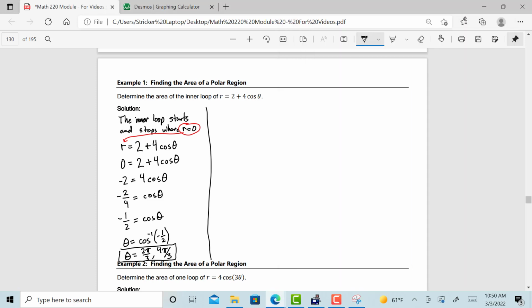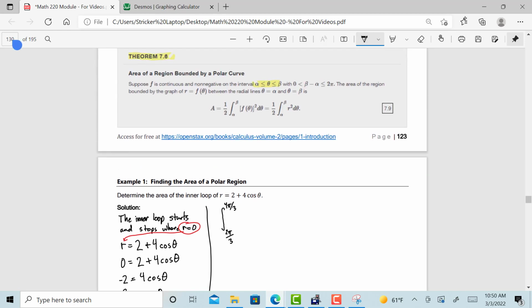So we go to our graph and we have this integral. We know it's going to go from 2 pi over 3 to 4 pi over 3. And looking back up at Theorem 7.6, we know that the area is 1/2 of that integral times the function squared. So our function is 2 plus 4 cosine theta, squared, d theta. And that's how we set up this problem.